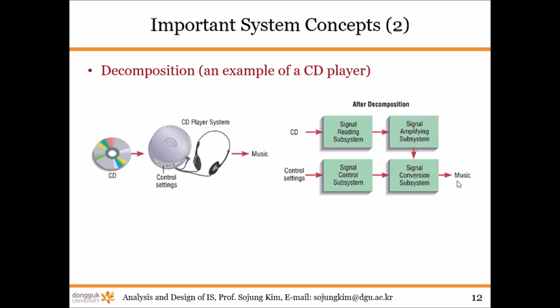Oh, it's really hard to explain it. Yes, this is a very simple system, but as you can see, we can even decompose this CD player into 4 different subsystems. Subsystems usually have one goal, one role. So when you decompose a large system into subsystems, please make sure that each subsystem has one function or one goal. Okay.